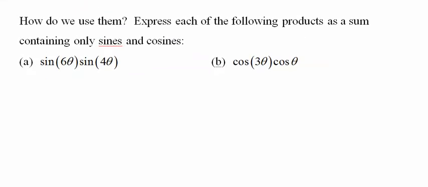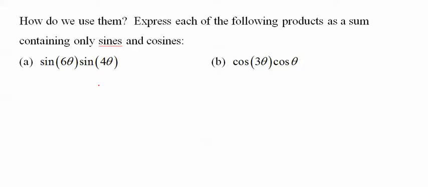So express each of the following products as a sum containing only sines and cosines. And the problem is you've got to get these things out of here. They're just a hassle. Let me rephrase that. We can keep them in there, but when we're multiplying things, it can be difficult to set up a derivative and things like that for calculus. But who cares? I'm tired of trying to explain things.